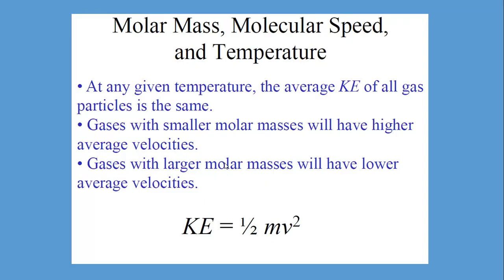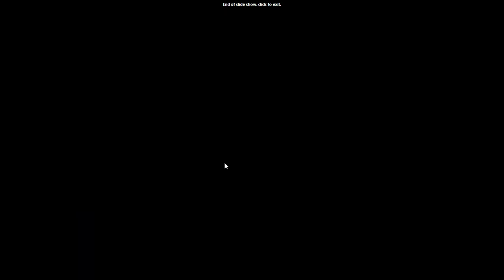At any given temperature, the average kinetic energy of all gas particles is the same. That's what temperature is: the average kinetic energy. Gases with smaller molar masses will have higher velocities. Well, you guys are going to run faster than me. And gases with larger molar masses will have lower average velocities. So again, we go back to this equation.